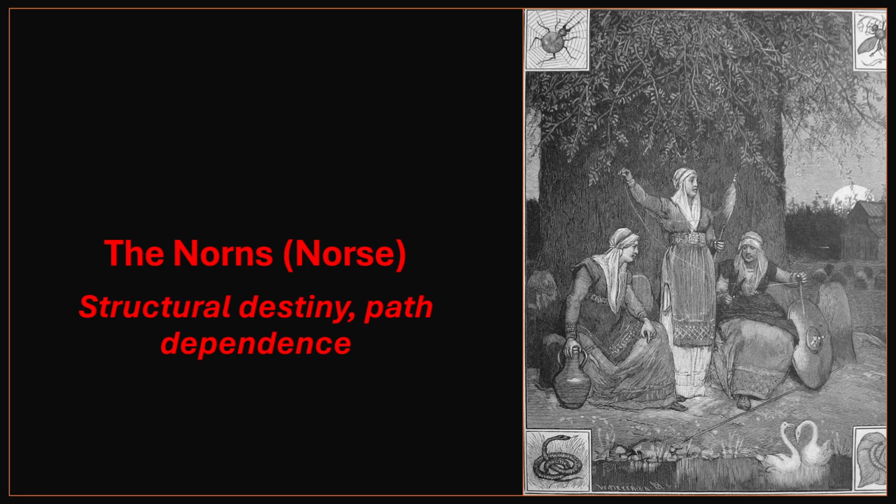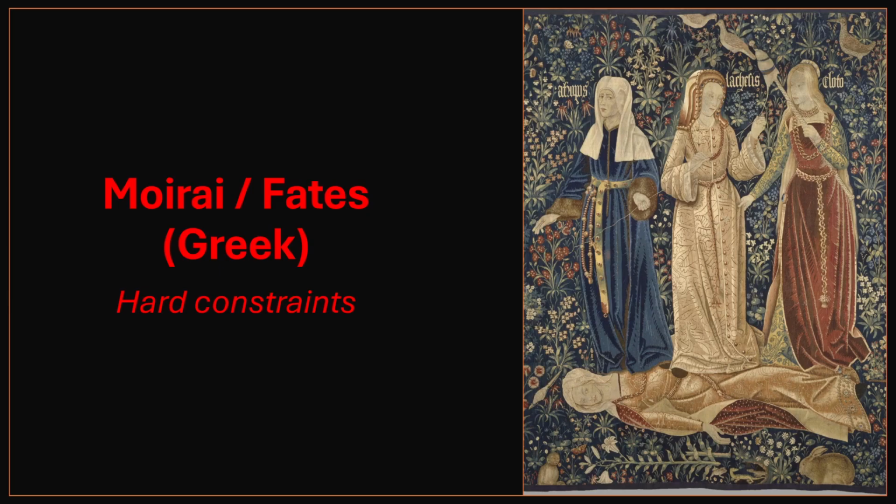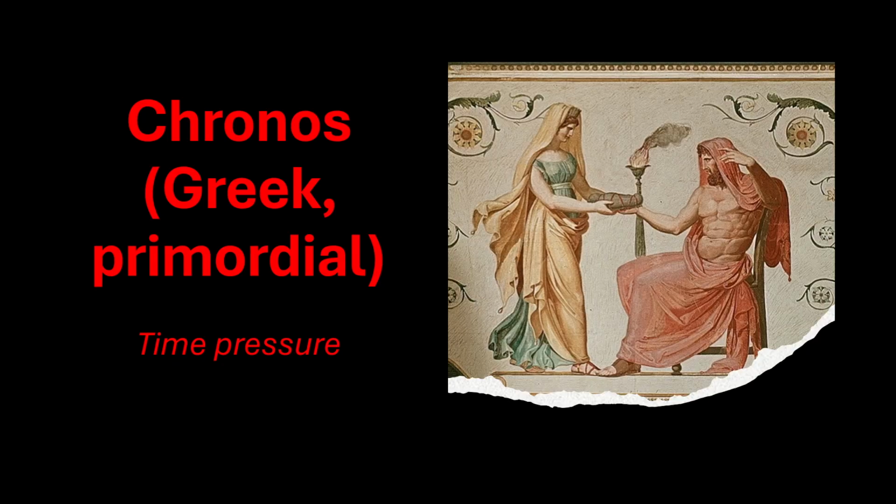Our next archetype is fate, systemic risk, and irreversibility gods. So we have the Norns, who represent structural destiny and path dependence. Then we have the Fates, who represent hard constraints. Then we have Kronos, who represents time pressure.